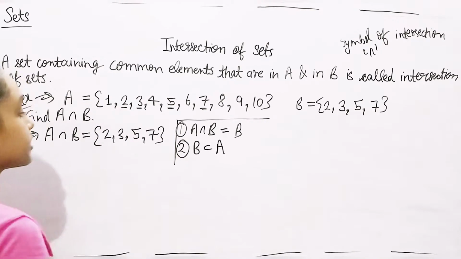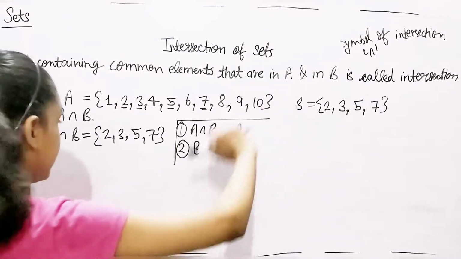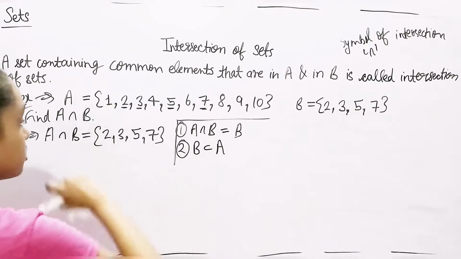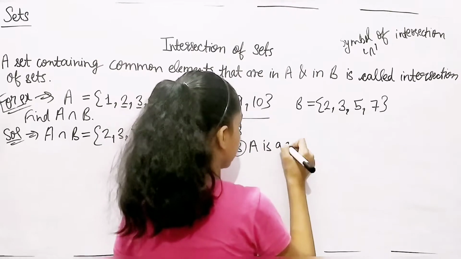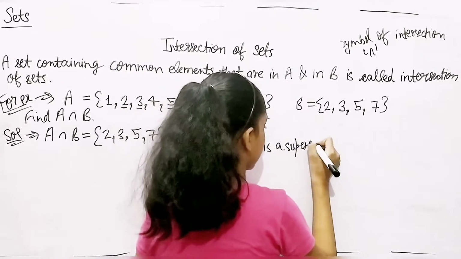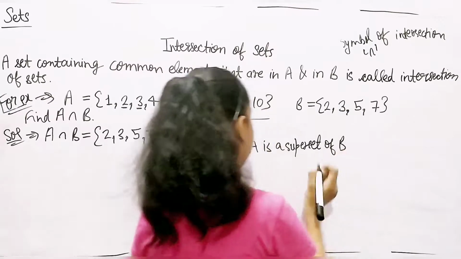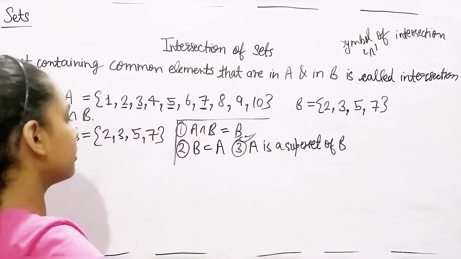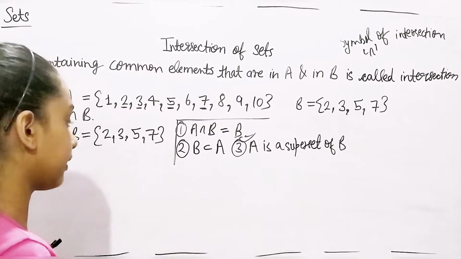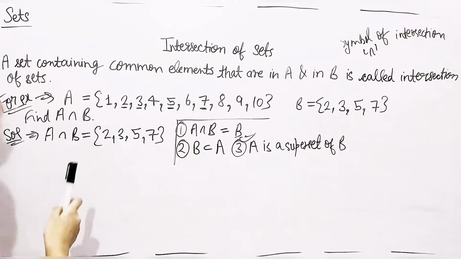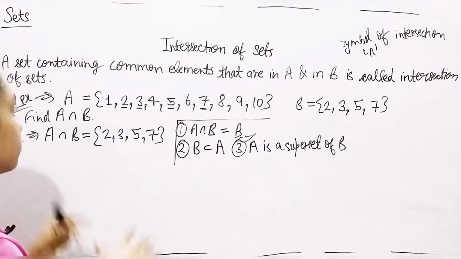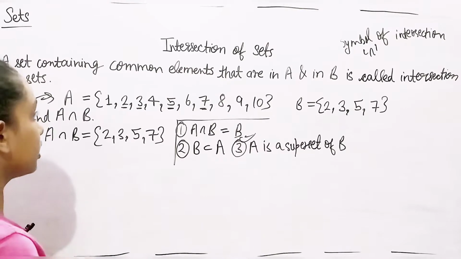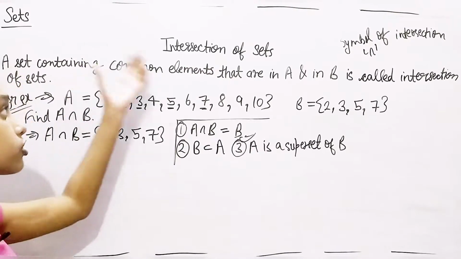So the 2 things we noticed are that A intersection B is equal to set B, and B is a subset of set A. Third, of course, A is a superset of B. This is common, there's no need to write it, but I'm still writing it. I hope the example is clear to all of you. That was the easiest example I thought of to help you clearly understand the intersection of sets.